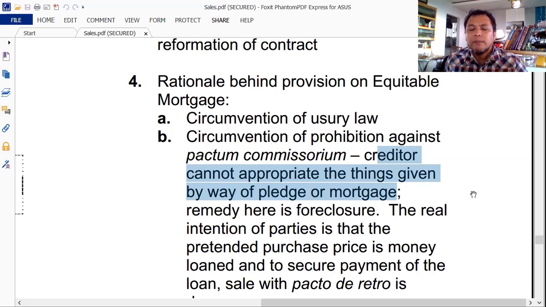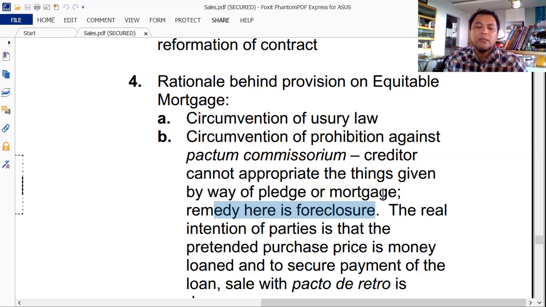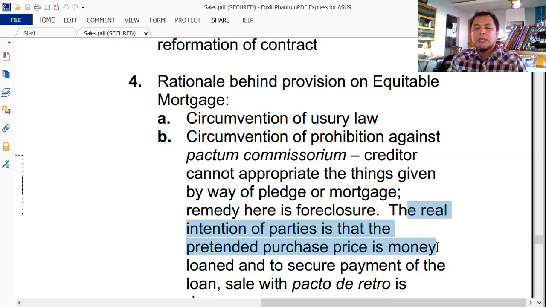So what is pactum commissorium? It is when the creditor automatically appropriates these things as an owner, no? So there's no automatic appropriation of the things because there should be foreclosure. If the debtor, the pledgor or the mortgagor has not paid the loan, the remedy of the creditor is to foreclose the property by way of extrajudicial foreclosure or judicial foreclosure. Well, the real intention of the parties is that the pretended purchase price is money loaned and the property is to secure payment of the loan.